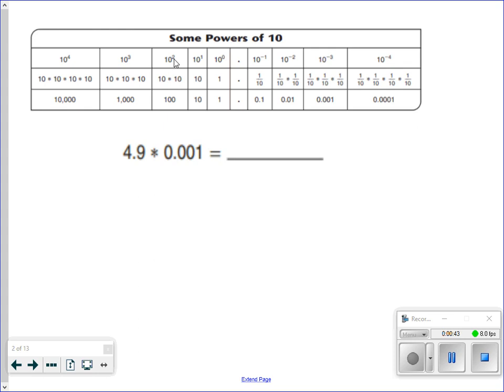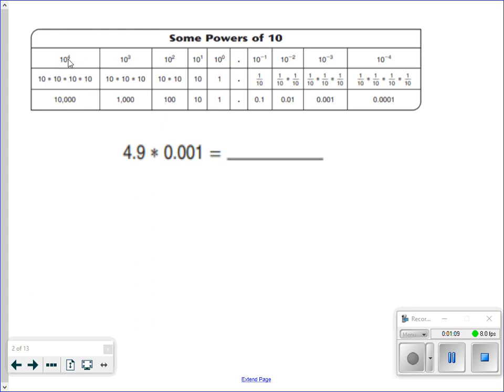10 to the second power would be 10 times 10, which would equal 100. 10 to the third power is the same as saying 10 times 10 times 10, which equals 1,000. Take a look at how many zeros are here, 1,000. 10 to the fourth power, so 10 to the exponent 4, is just like saying 10 times 10 times 10 times 10, which is 10,000.